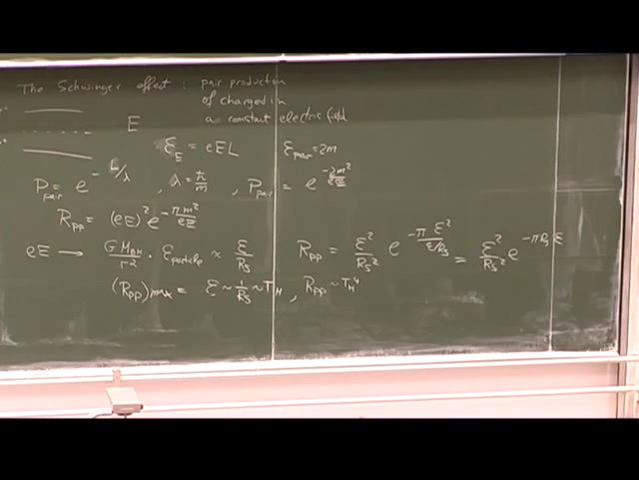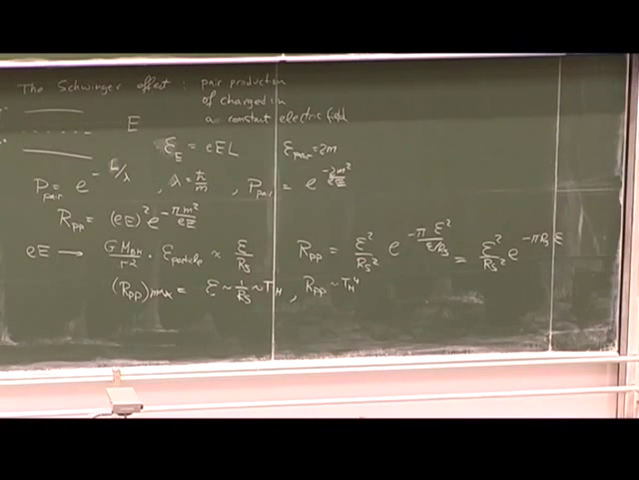And this is the heuristic picture of the P's and the Q's. The P's are the members, the positive energy members that go out to infinity, and the Q's are the negative energy member of the pair that falls into the black hole.